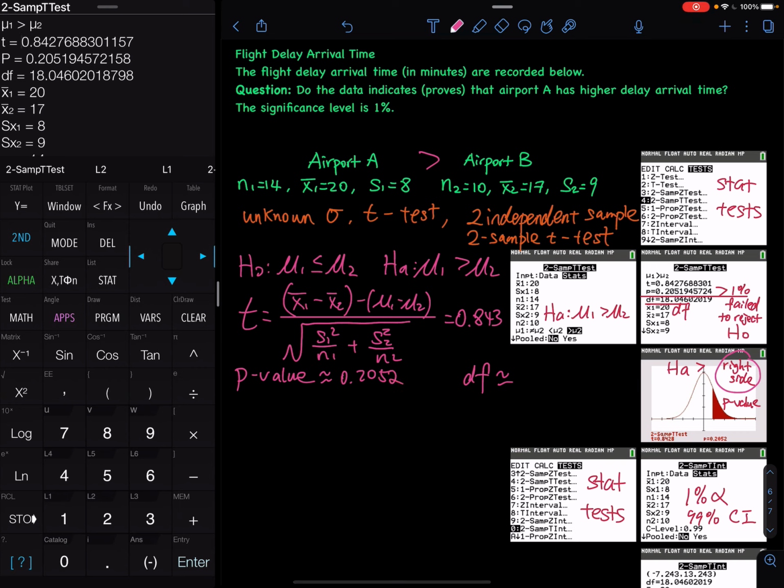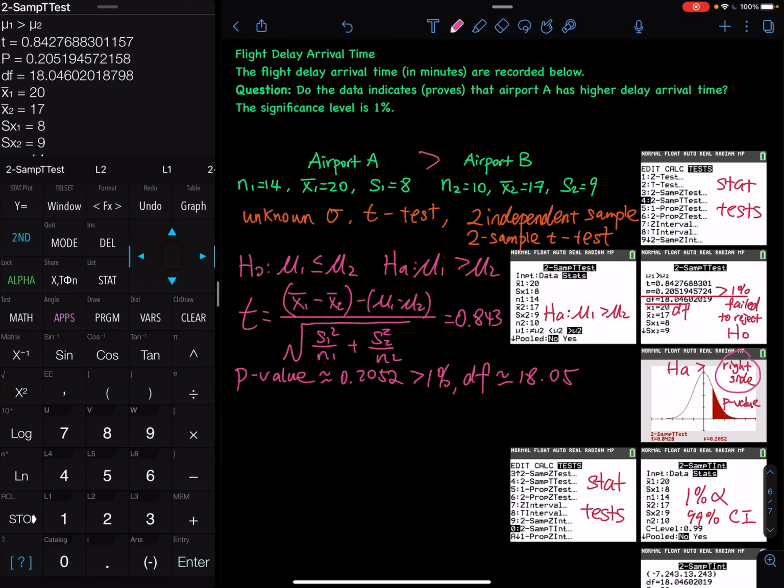that is approximately equal to 0.2052. So this is a big p-value, greater than 1%, so greater than alpha. That means we fail to reject H0. And then the degree of freedom has a pretty big formula. I never ask students to write that formula out. I ask them to take it straight from the calculator, which is approximately 18.05. The number of decimal places, please read the problem.